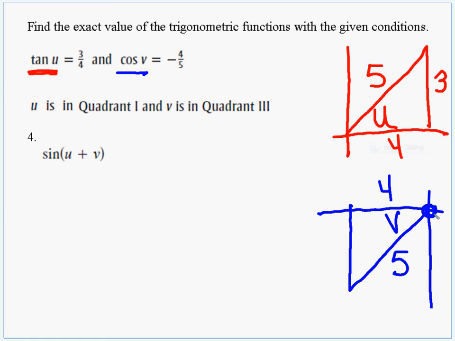And because the origin is right here, if we move to the left of the origin, that means the negative is going to be attached to the 4. So let's see here, we need the missing side. It is going to be a 3, but remember here we're now going down below the x-axis, so that 3 is also going to be a -3.